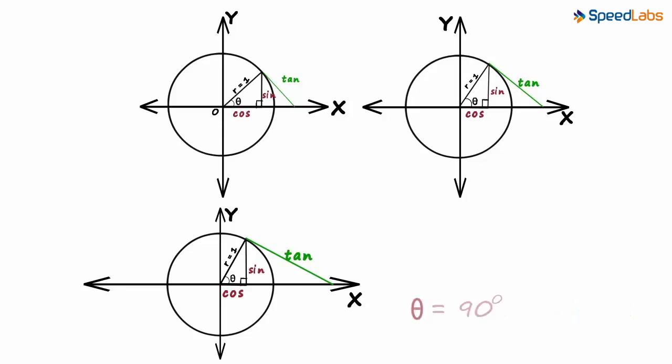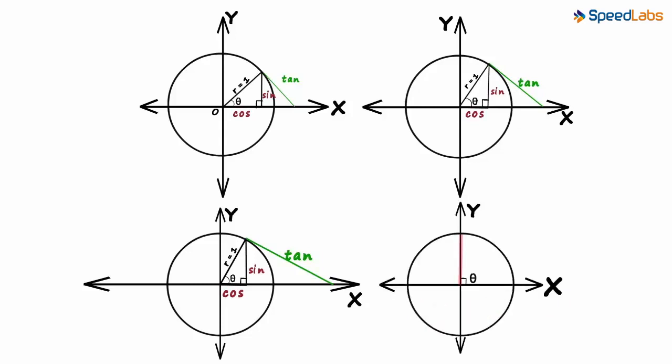What if theta becomes 90 degrees? Yes, the triangle won't exist. It will look something like this. This length will be sine theta. If theta is 90 degrees, then sine theta will equal 1 unit as it becomes the radius of the circle. Cos theta becomes 0 and tan cannot be defined in this figure. So the unit circle tells us that as theta increases, sine and tan increase while cos reduces.